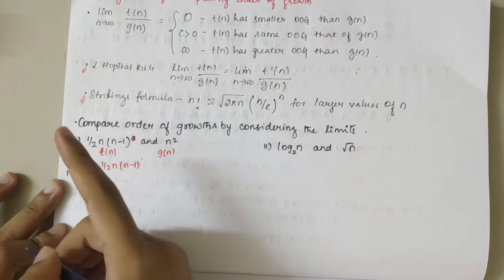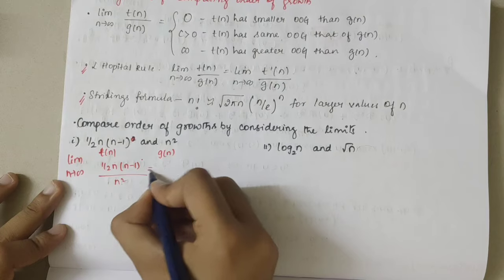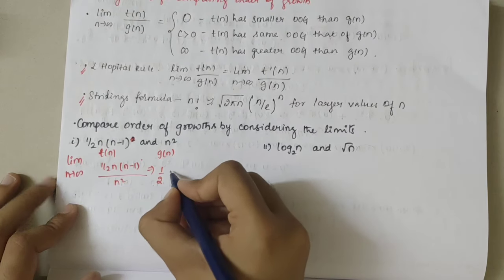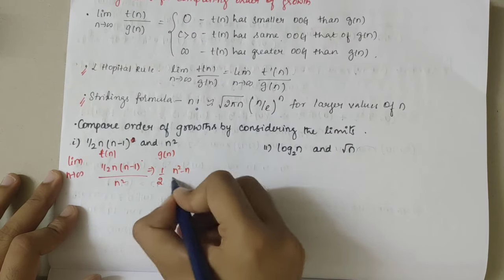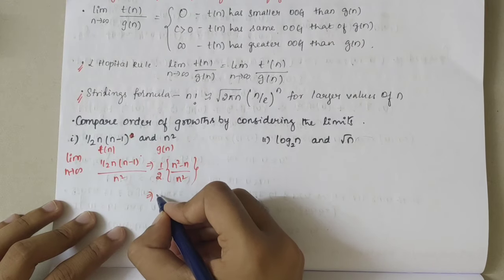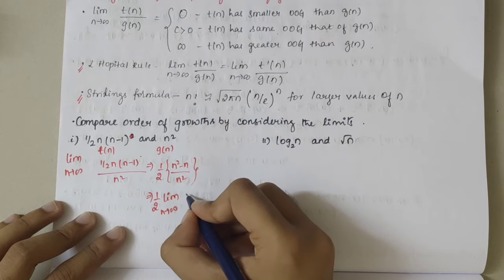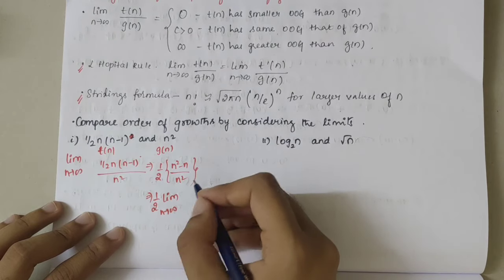Here the square is not there, it is n into n minus 1, and on this side I have n square. So taking this half outside, I'll write half outside. Here I have n square minus n, multiply this n inside. I can solve it directly, right? Half outside, limit n tends to infinity, n square minus n, and here I have n square.